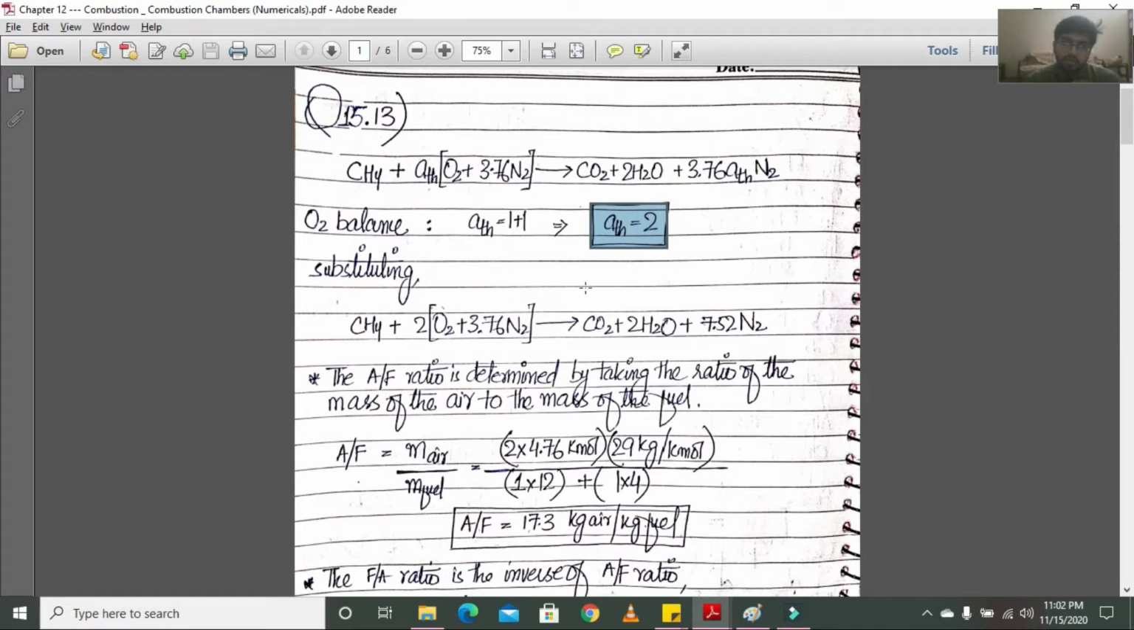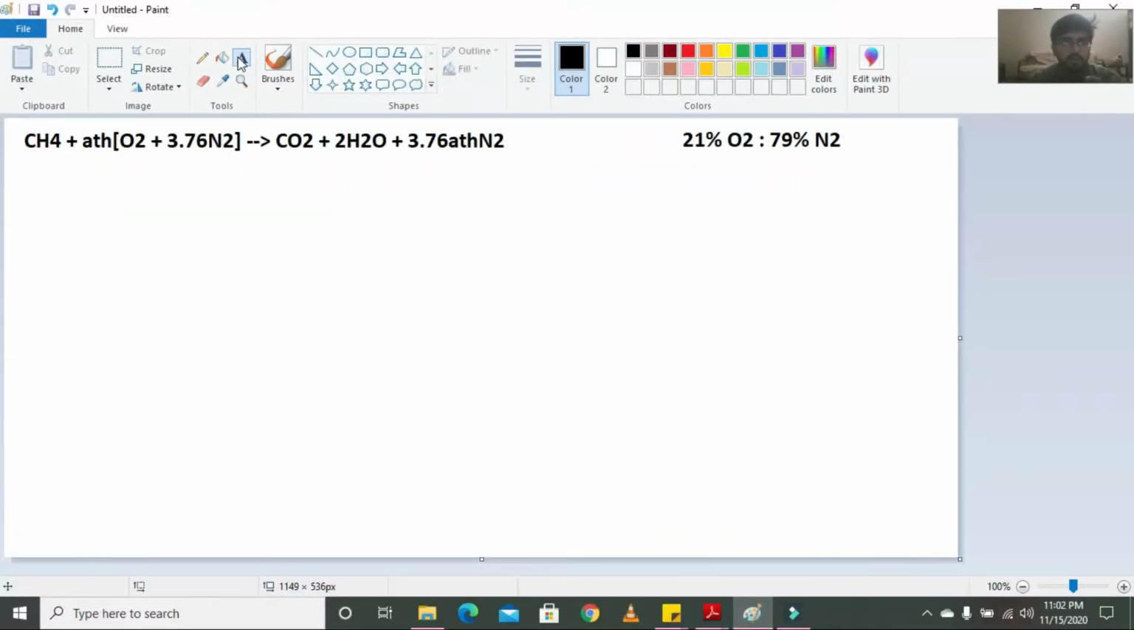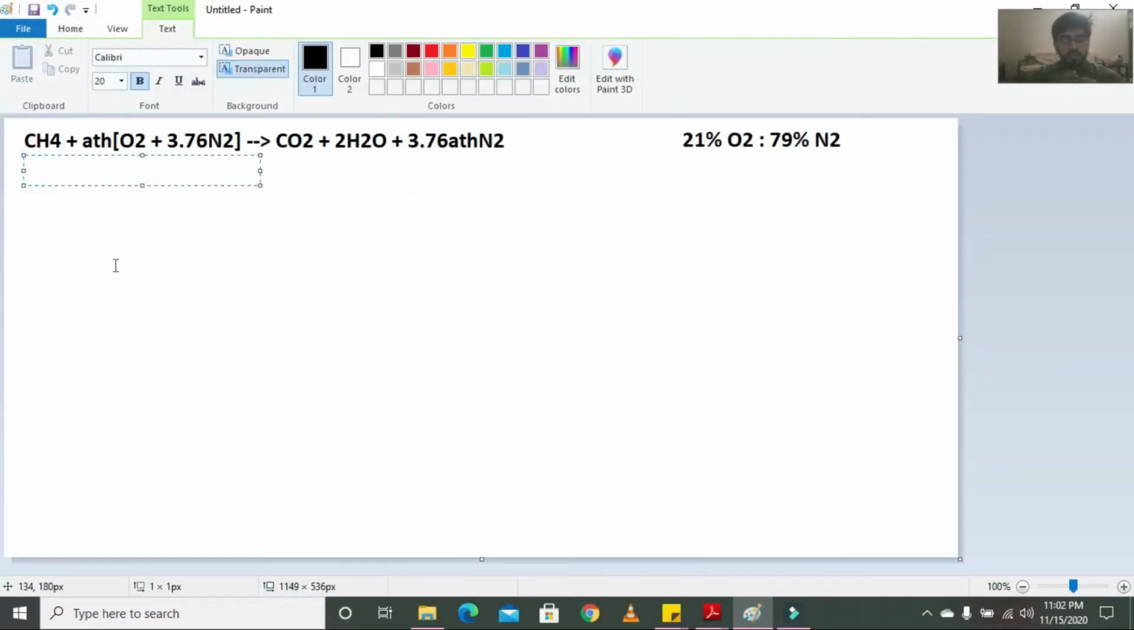Now the question is, what if I balance the oxygen atom? If I am balancing the oxygen atom, on the left side I have 2 atoms of oxygen. So instead of just writing the ATH, as I would have if I were balancing the molecule, here I am balancing the oxygen atom, so I will write 2 times ATH, because I have 2 atoms of oxygen.